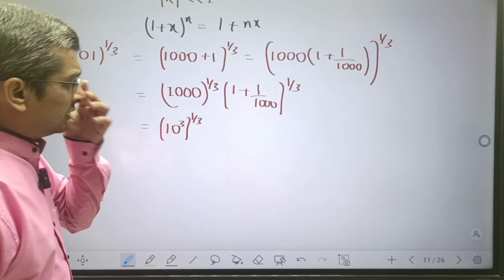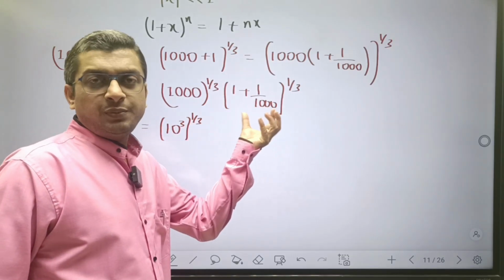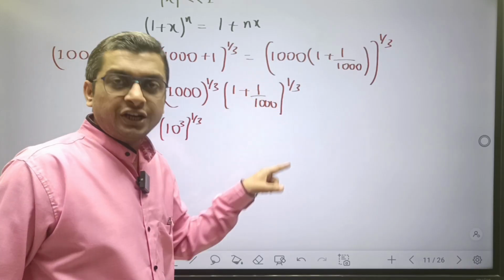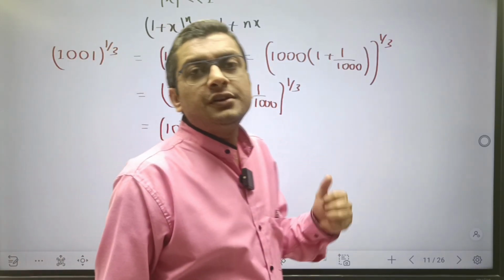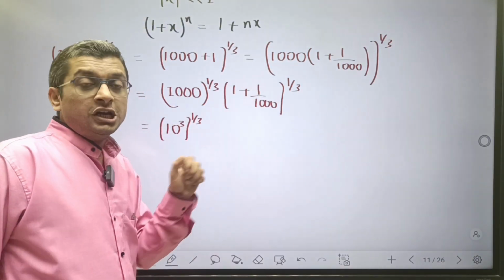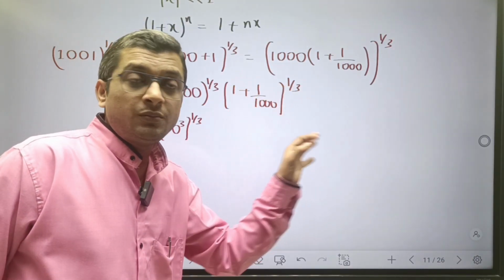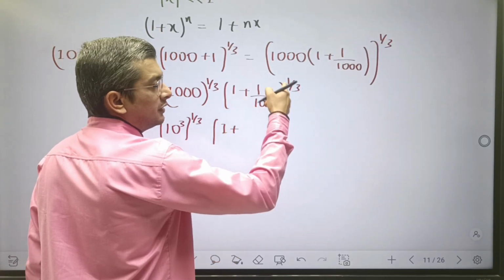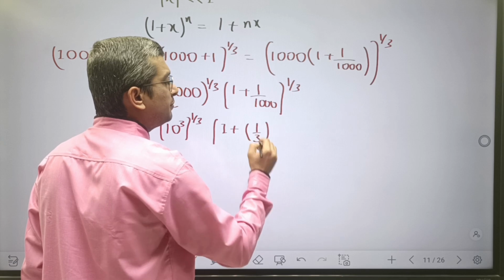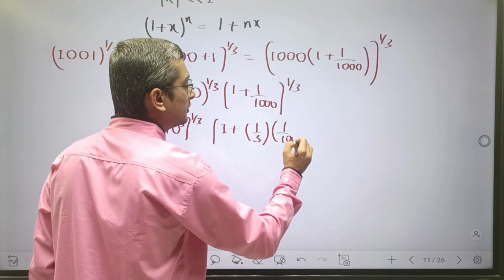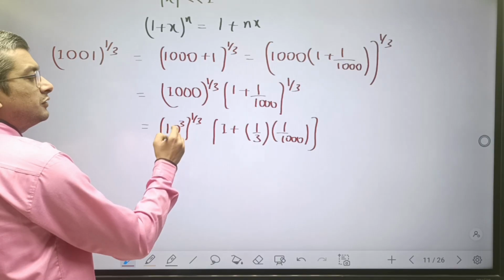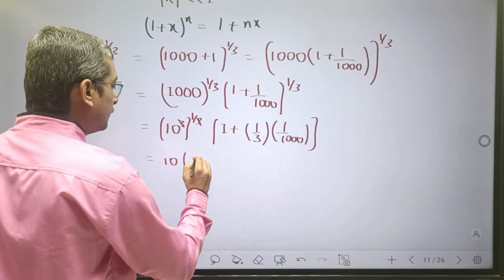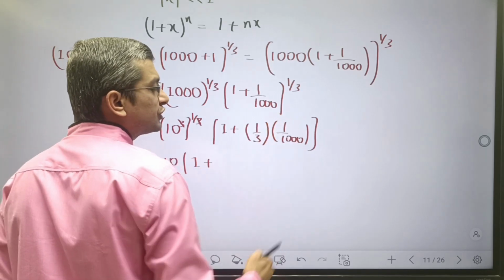And observe carefully. Now this is in the format of the binomial theorem special case, that is (1 plus x) to the power n, where this x is 1 by 1000, which is very much less than 1. This is a 1000th part of 1. So we can use the special case of the binomial theorem. That is, this can be written as 1 plus, in place of n we have 1 by 3 and in place of x we have 1 by 1000. And here these two powers get multiplied, so 3 gets cancelled and here we get 10, and this is 1 plus 1 by 3000.